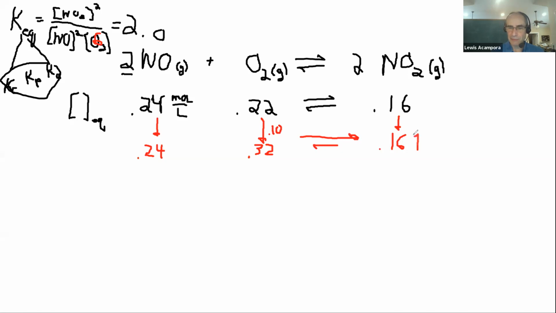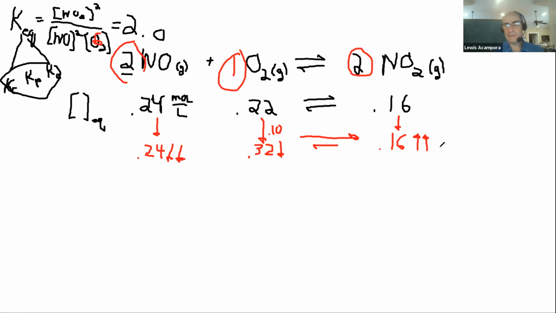And as I approach equilibrium, this concentration will increase by 2 factors of X, and this one will decrease by 1 factor of X, and this one will decrease by 2 factors. And the number of arrows represents the stoichiometry here, that 2 and that 1 and that 2.